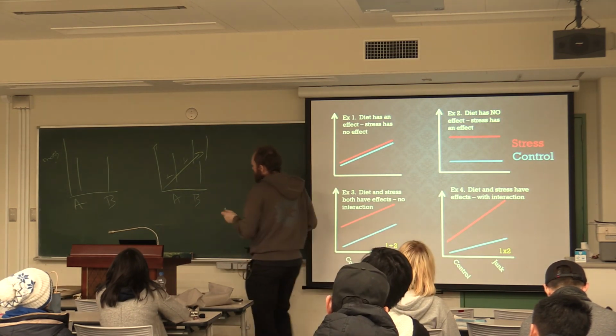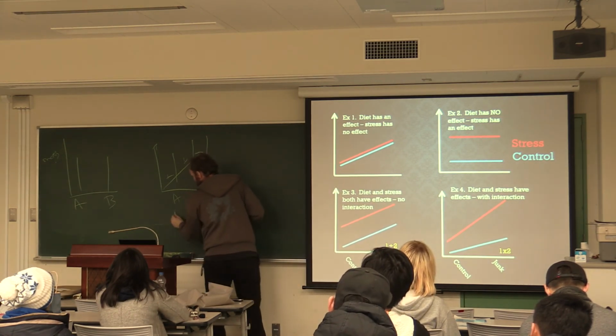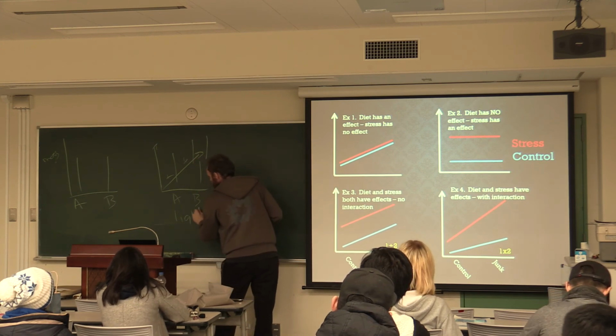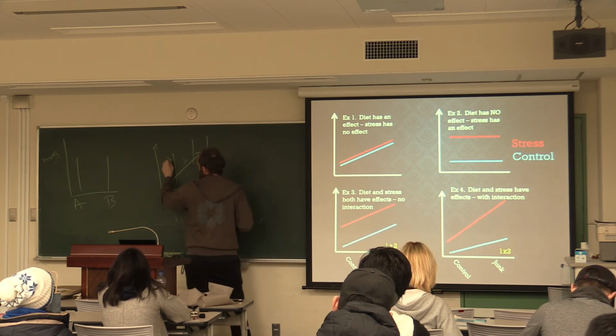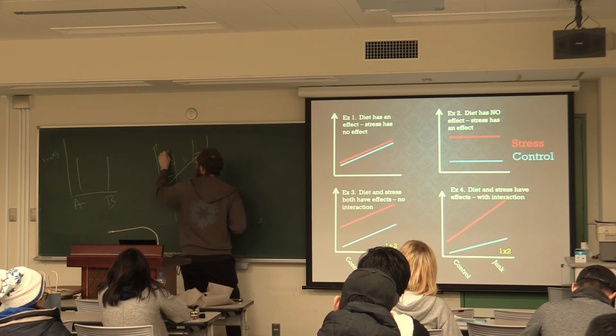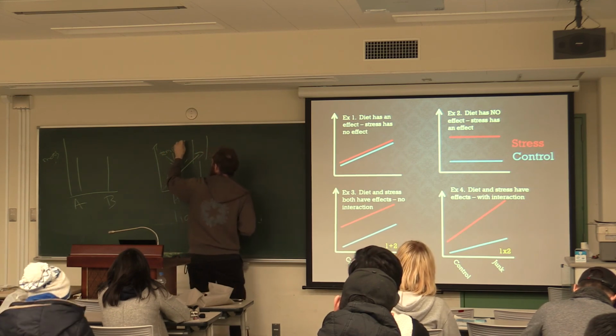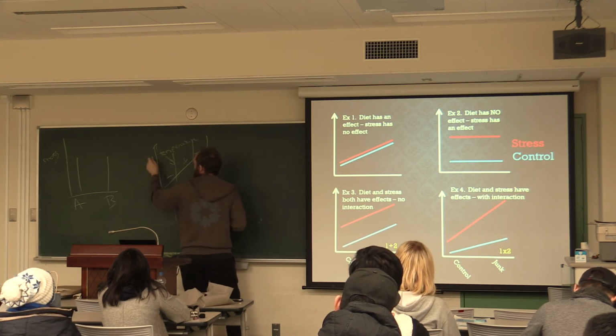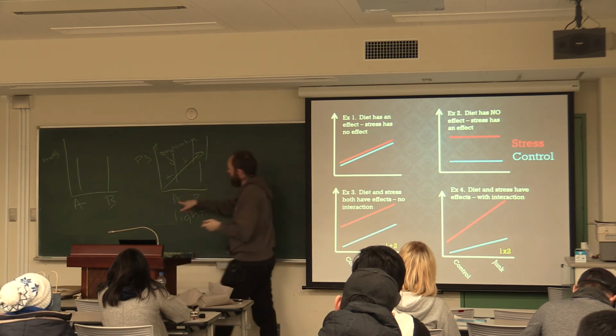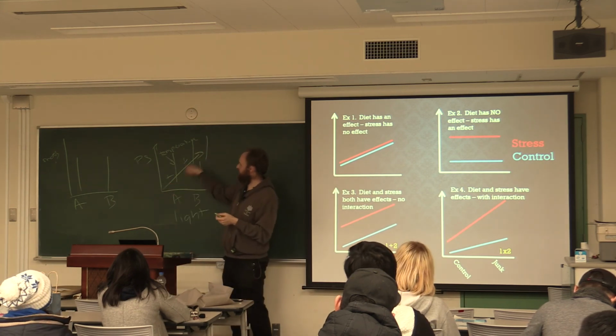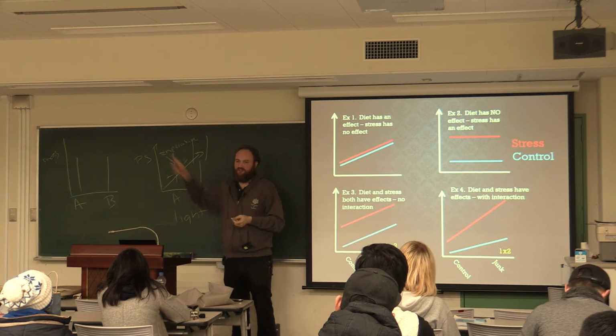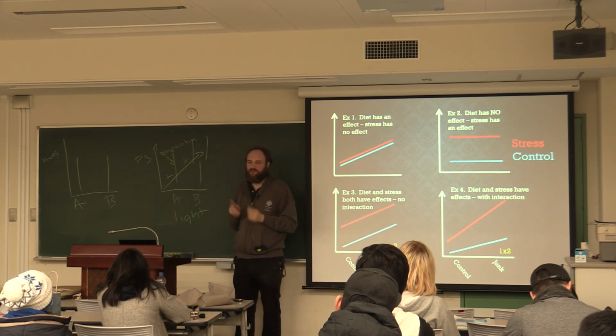So this could be light level. This could be temperature. And then this could be photosynthesis. So light along this axis, temperature along that axis, photosynthesis up this axis, right? So that'd be two factors.